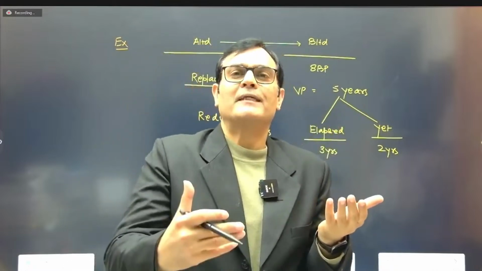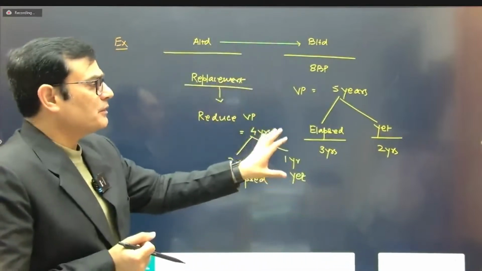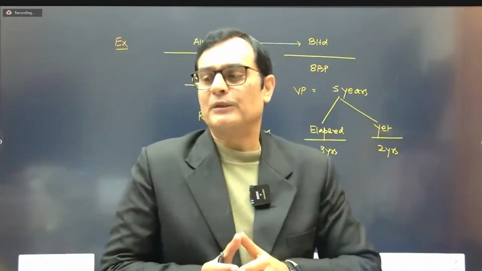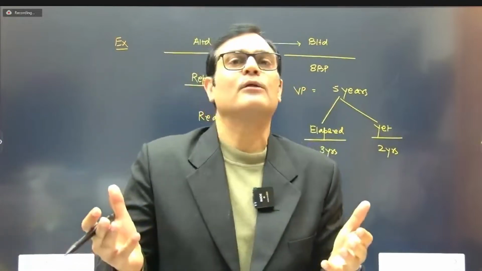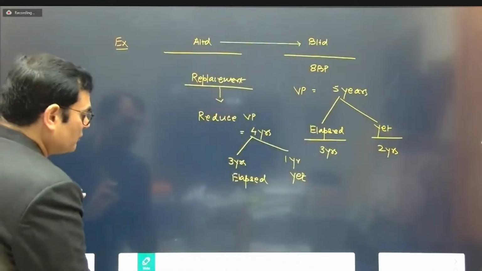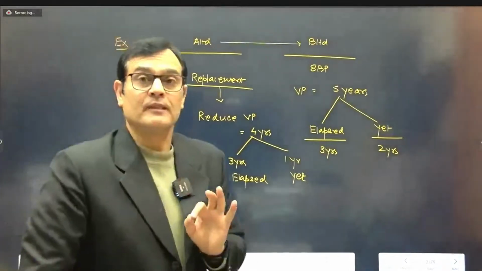So A would like to make a reduction in the vesting period, and the reduction in the vesting period would incentivize the employees of B to agree to the deal. I guess I'm making logical sense. Now, this is one thing which you need to keep in mind. Now let's see another input as well.